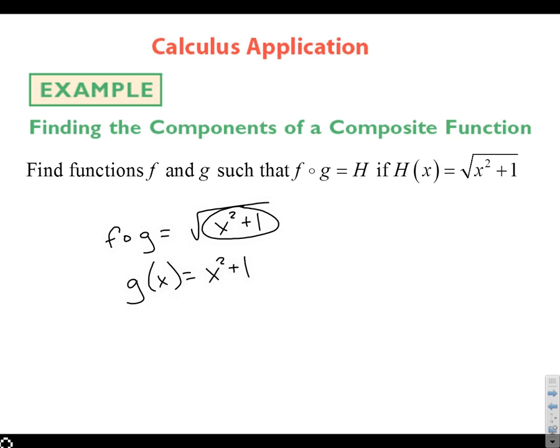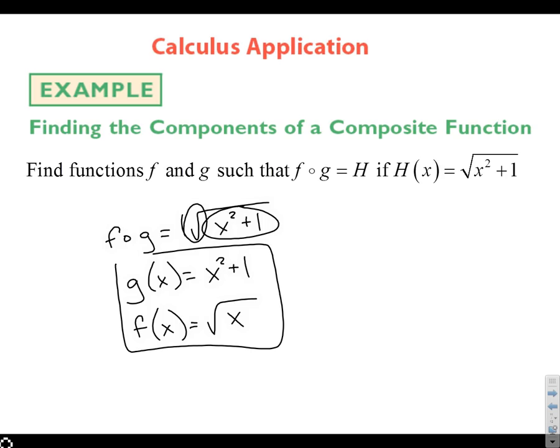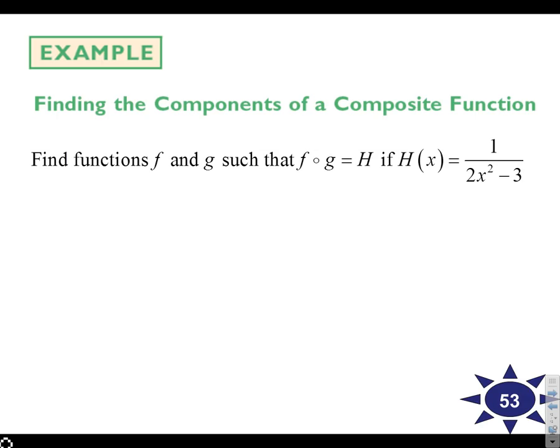Now what's the outer part? The outer part is the square root of something. So we're going to say f of x is the square root of x. And those would be the components of your composite function. Let's try one more here. If 1 over 2x squared minus 3 is our composite, what might f and g be?